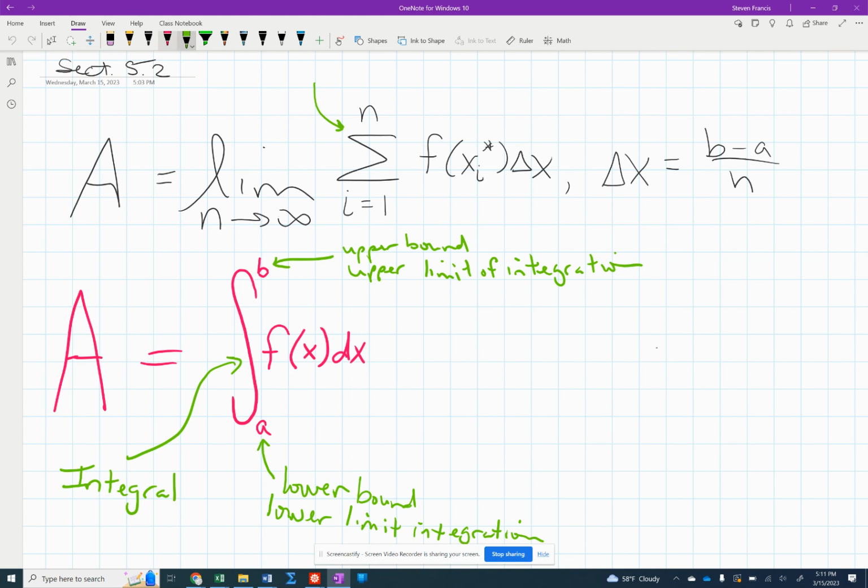Now, notice up in this formulation at the top, we have as our input into f, x sub i star, but you don't see that here. This is just x. Remember, as we said back in the development of 5.1 of this notation up here, that x sub i star was any number between x sub i, the left-hand endpoint of that subinterval, and x sub i plus 1, the right-hand endpoint of that subinterval.